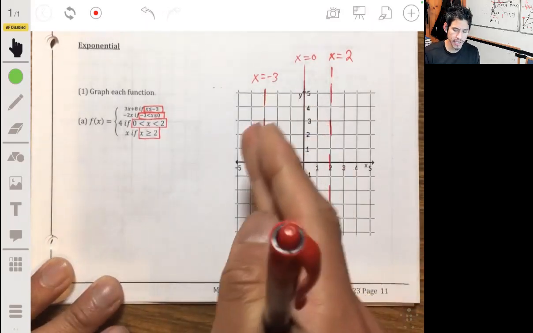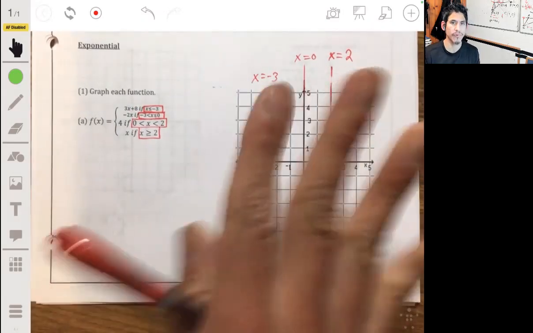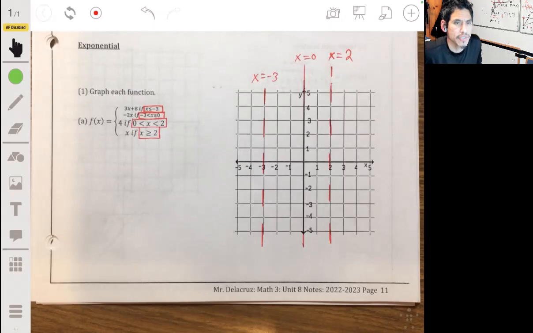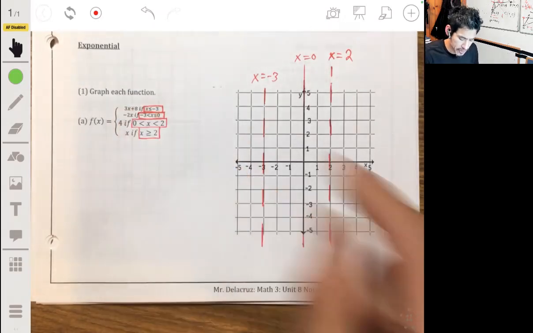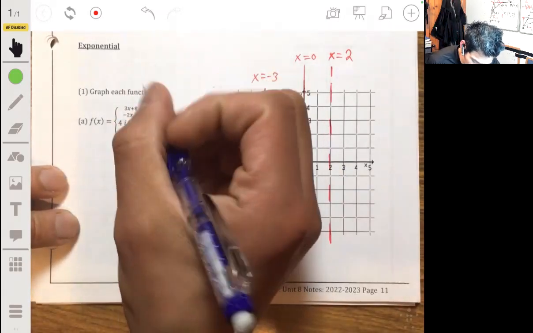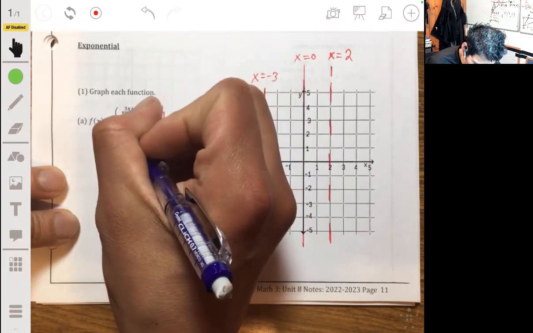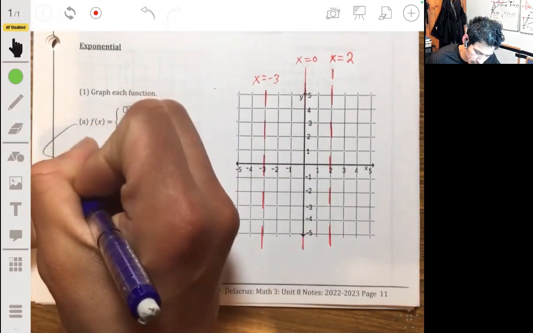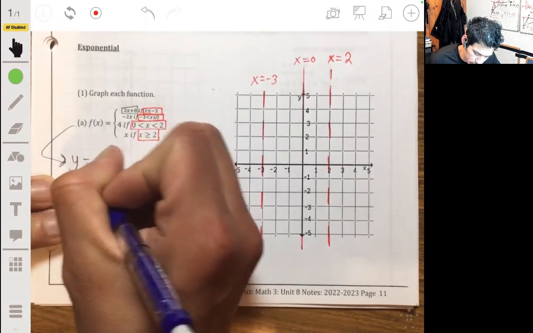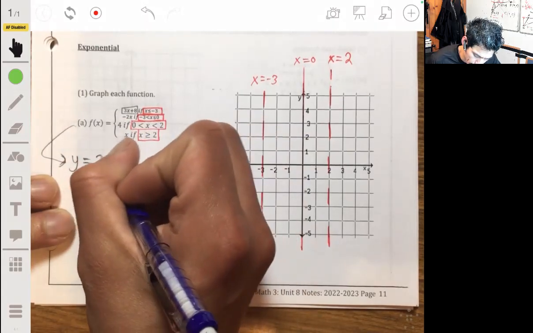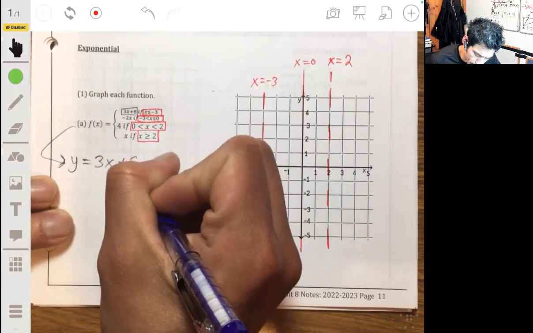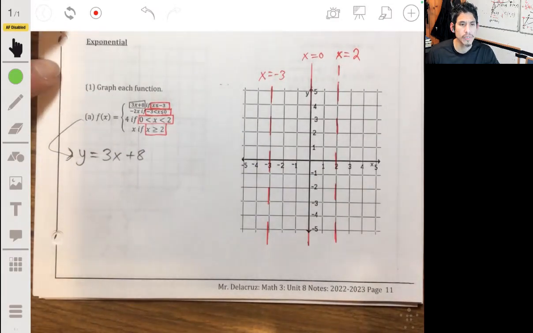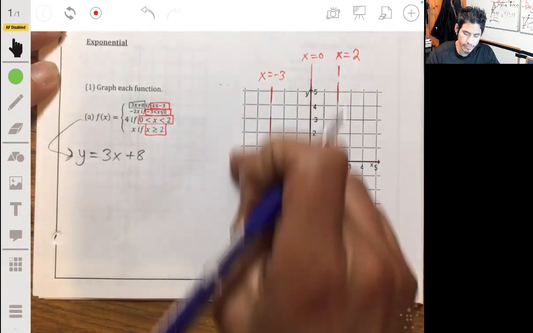Now see how you have 1, 2, 3, 4 intervals. That's going to be where you're going to place each of these graphs. So this first one we have 3x plus 8. So let's write it over here. Y equals 3x plus 8. So that's going to go over here.